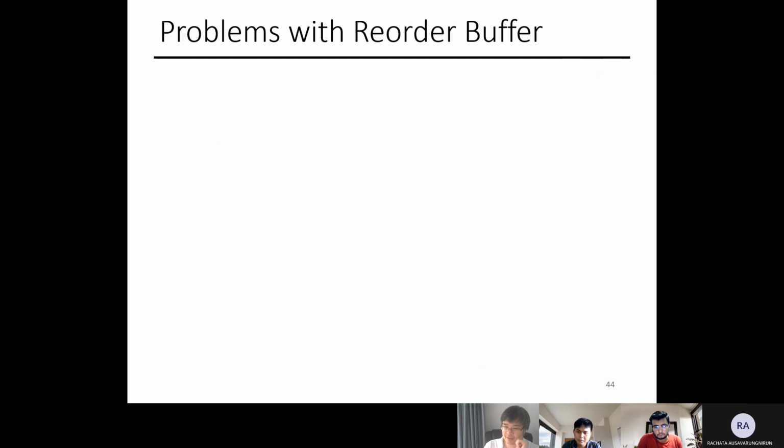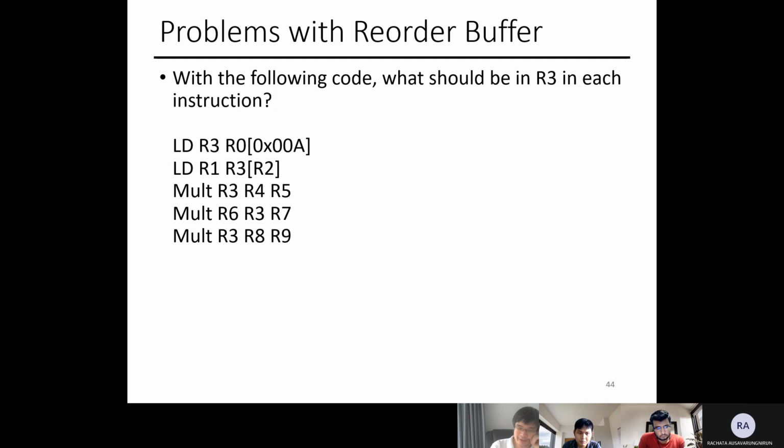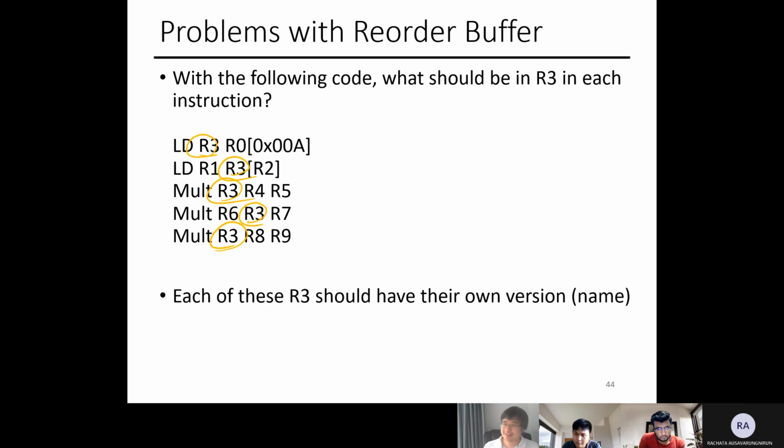So here's the issue. Here's the problem with the reorder buffer. With the following code, we have multiple versions of R3. Sometimes we use it, sometimes we're not using it, but we generate it. Each version of this R3 should have its own name, because this is R3 version 1. We use R3 version 1. This is R3 version 2, right? Is this the second version of R3? Then we use R3 version 2, and then this generates another version, R3 version 3.